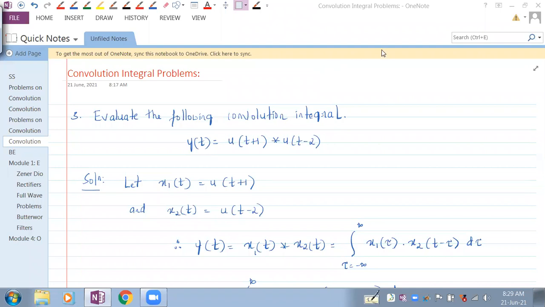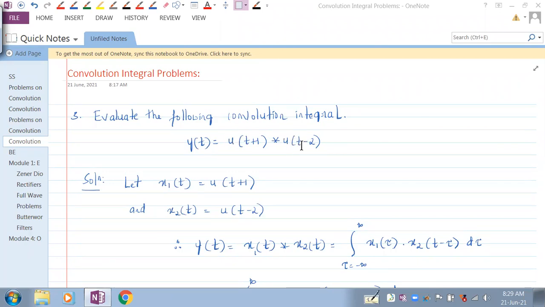Now, these two signals that are given here are u of t plus 1, which is a left-sided signal. Why do I call this left-sided? Because this starts at -1 and goes till infinity. U of t plus 1 starts at -1 and goes till infinity because u of t plus 1 is shifting u of t to the left by one position.